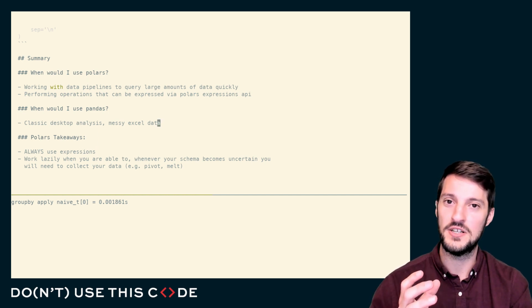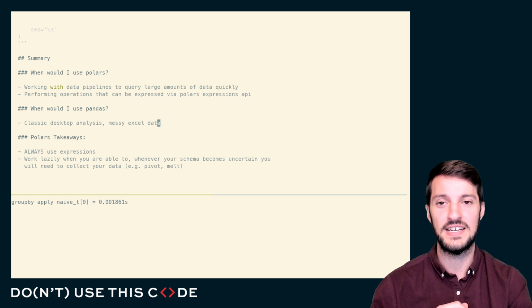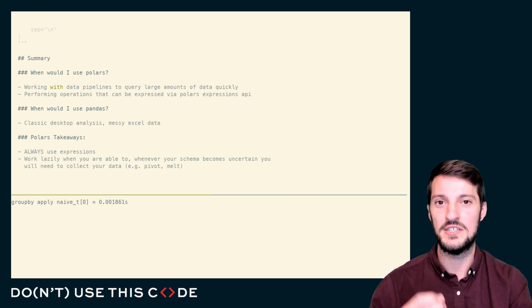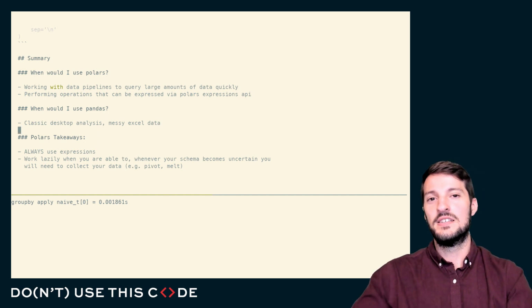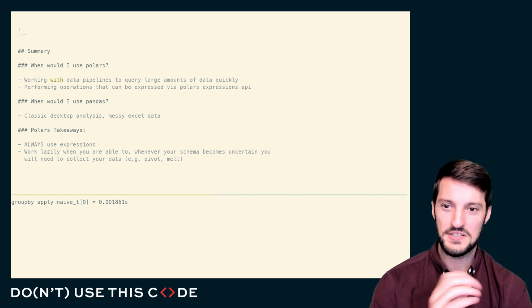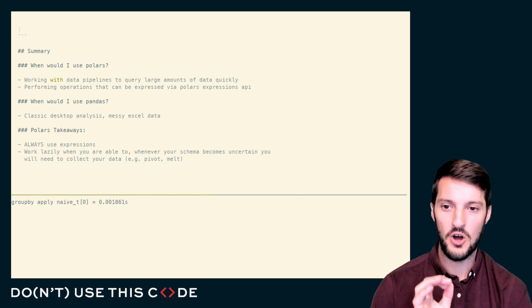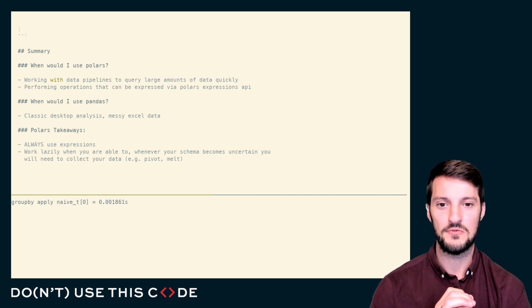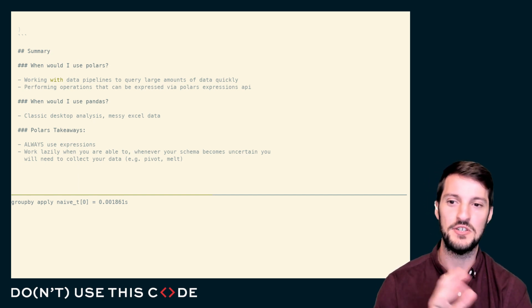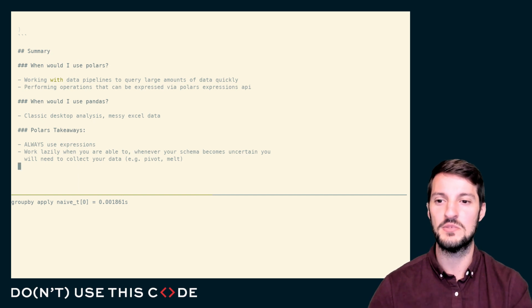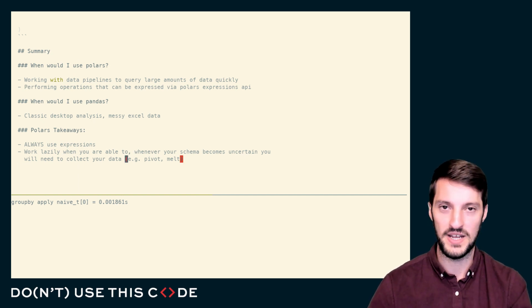And whenever I run into a slow path or when I run into something I can't do, I know that it has a history of having workarounds and different approaches that I can take in order to come to a solution. So if you take away nothing else but this for polars, I would say to always use this expressions API and always work lazily when you are able to. Whenever your schema becomes uncertain, that's when you'll actually need to collect your data or materialize your data to perform operations like pivots or melts, whenever your schema is going to be changing in an unpredictable way.